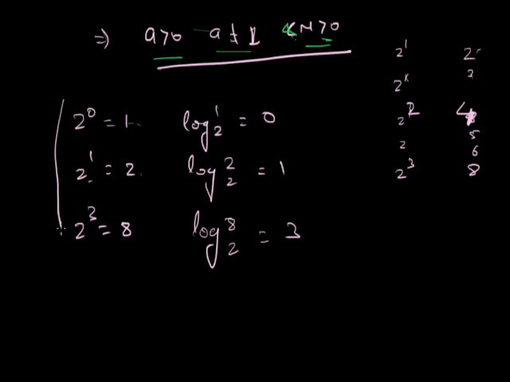Now this quantity is called the base, the logarithm scale also. This is the result, and this is the variable x: 0, 1, 2, 3. This is the way to write a logarithm.